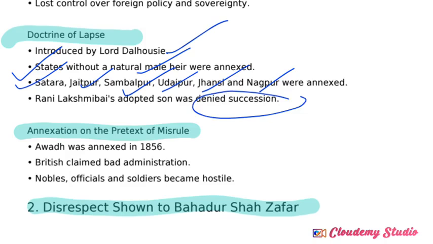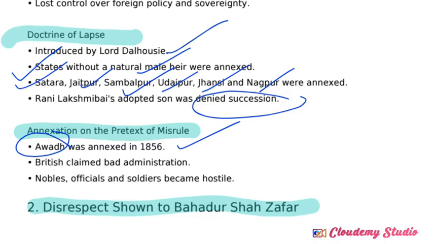So next one, annexation on the pretext of misrule. This was completely related to the Awadh region. The Awadh region was totally annexed by the Britishers in the year 1856.